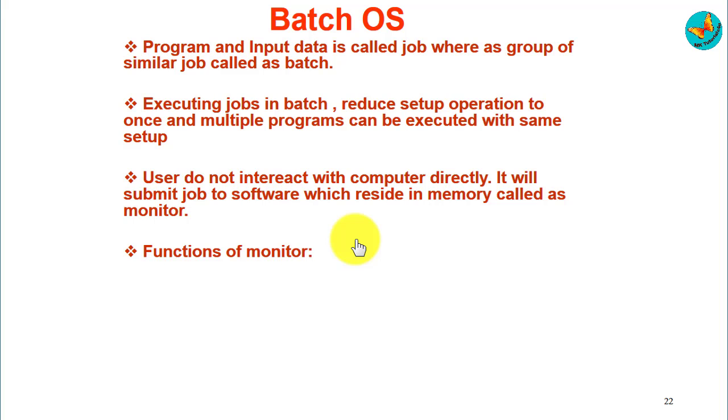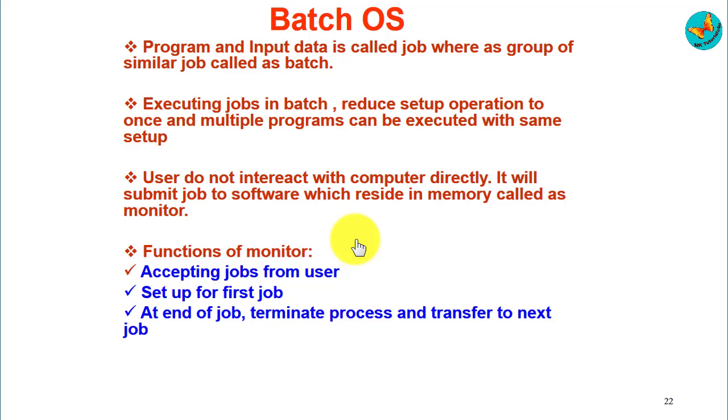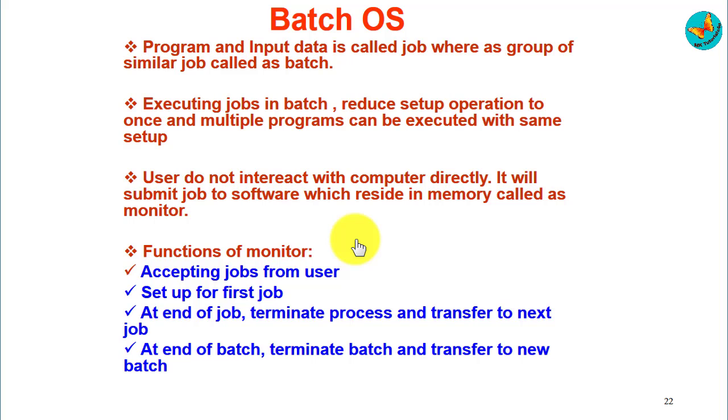Now let us understand the functions of the monitor. The first function is obviously accepting the jobs from the user. Then it will set up the job for the first time. For example, if you want to execute a COBOL program, then the system needs to set up the environment for executing the COBOL program, like setting up its loader, linker and all that stuff. Then at the end of the job, the monitor terminates the process and transfers to the next job. At the end of the batch, the monitor will terminate the entire batch and then transfer to the new job.